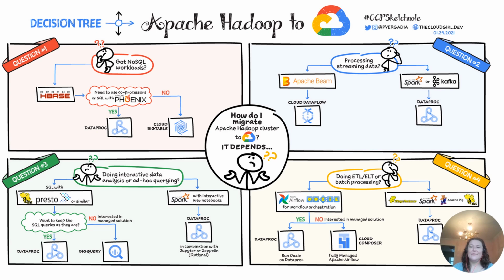Spark and Kafka, their functionality, if you like, is reproduced as Dataproc within Google Cloud. Presto can be carried out, the same things that Presto allows can be carried out by Dataproc or BigQuery in Google Cloud. And the same with Spark interactive web notebooks. Dataproc supports those. So basically everything you can use in Apache Hadoop, you can pretty much use it in Google Cloud just by knowing which product to use within Google Cloud.